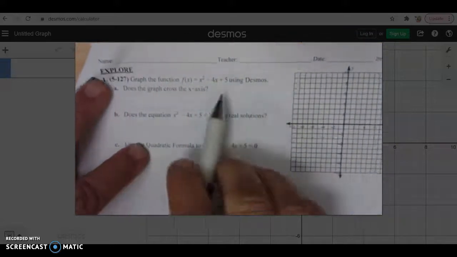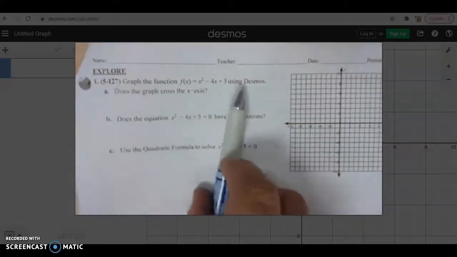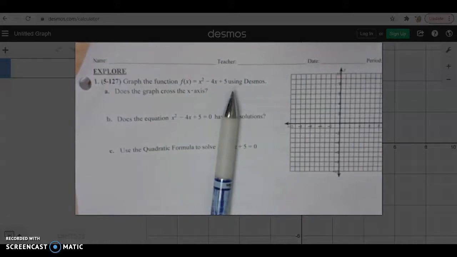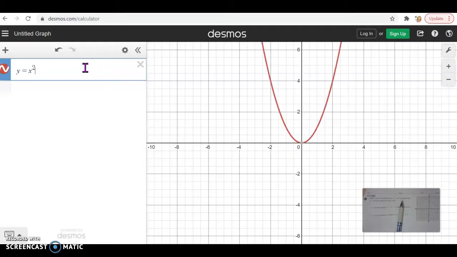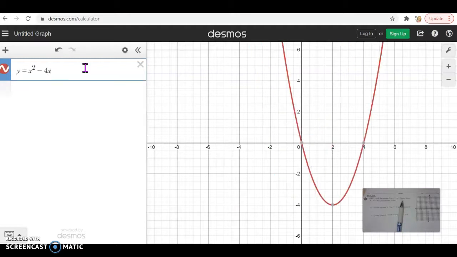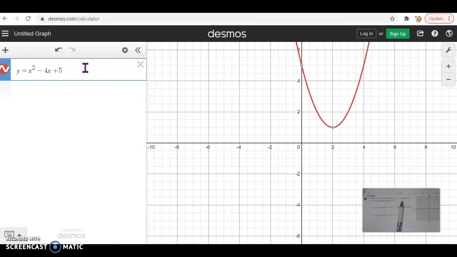We want to graph this using Desmos. So I'm going to come over here to Desmos and I'm going to type that up. I'm going to go into Desmos, and instead of f of x, I'm going to type y equals x squared minus 4x plus 5.